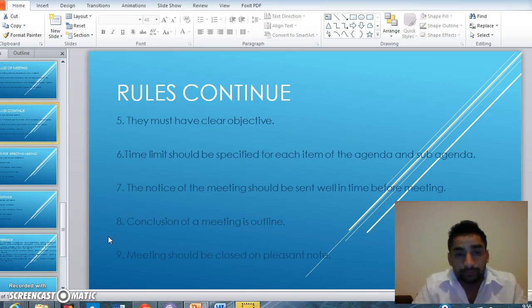Timeline should be specific for each item of the agenda. The timeline should be mentioned on the agenda, for example, for one topic 2 minutes, and so on. It's topic-wise. The notice of the meeting should be sent well in time before the meeting.